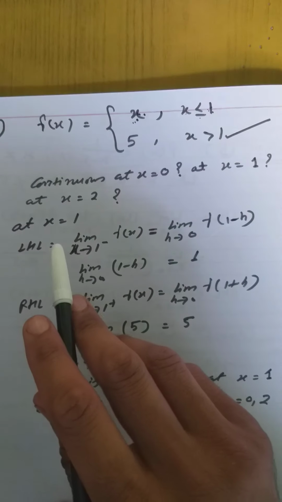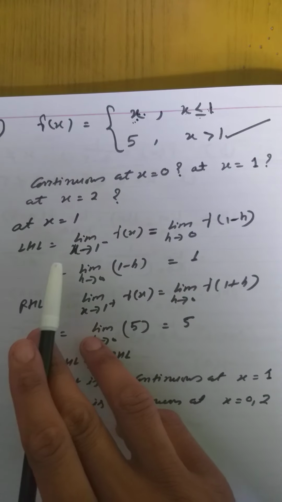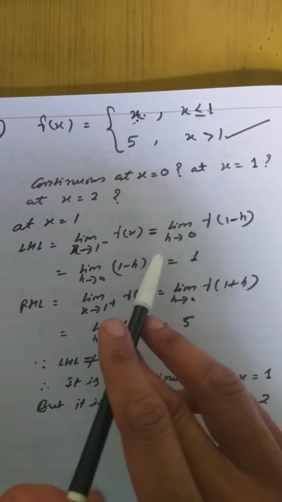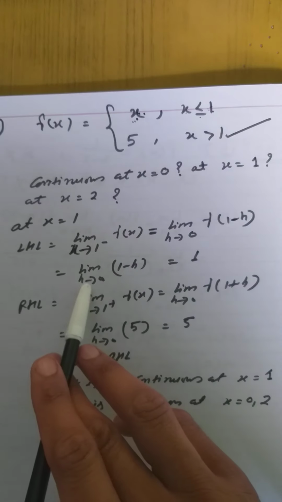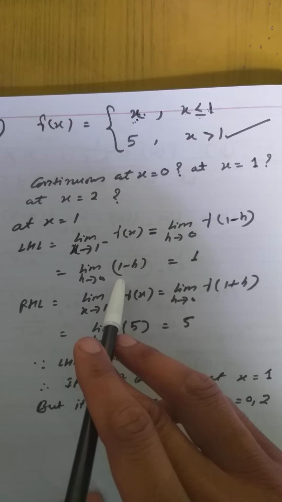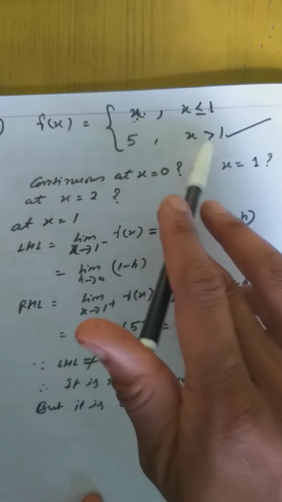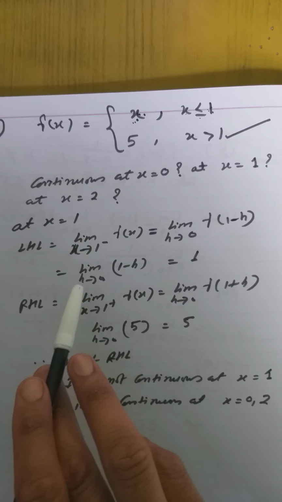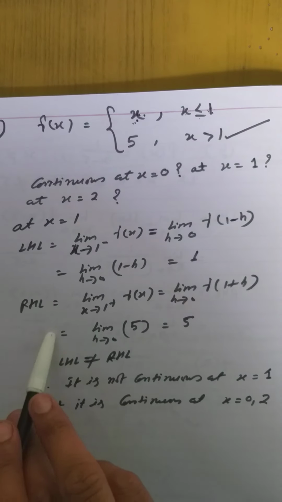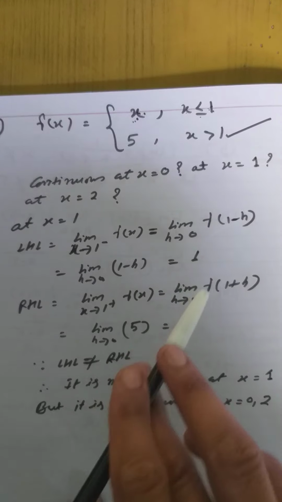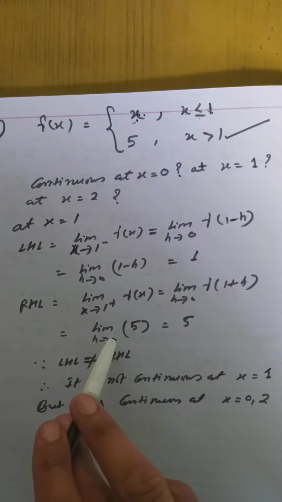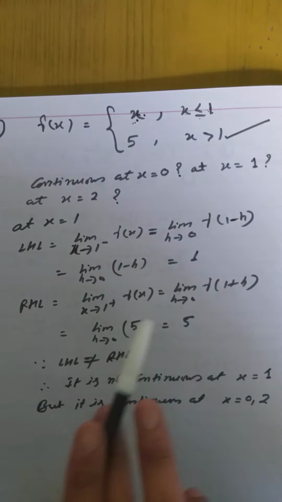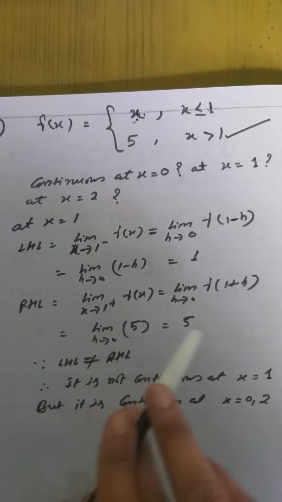Now check it for x equal to 1. Left hand limit x tend to 1 negative, f(x) equal to limit h tend to 0, f(1 minus h). Limit h tend to 0, f(1 minus h) equal to 1 minus h. Since it is an identity function, you will put h equal to 0, you will get 1. Right hand limit x tend to 1 positive, f(x) equal to limit h tend to 0, f(1 plus h). h tend to 0, 1 plus h means greater than 1. Greater than 1 is 5. Therefore, right hand limit equal to 5.